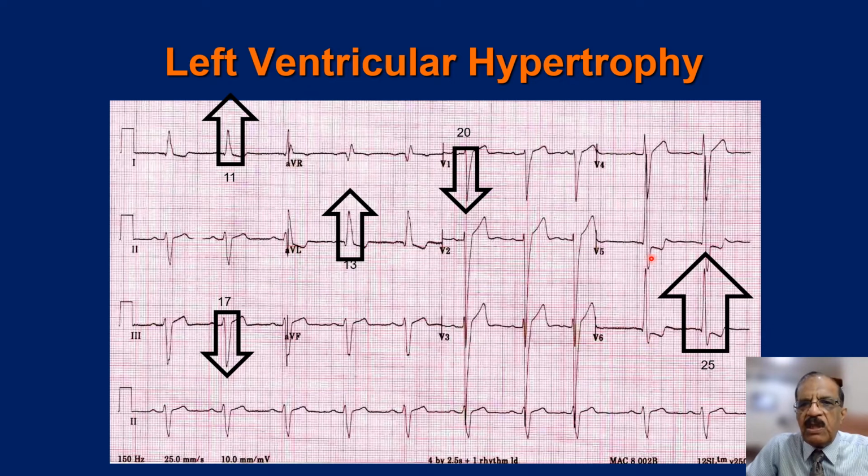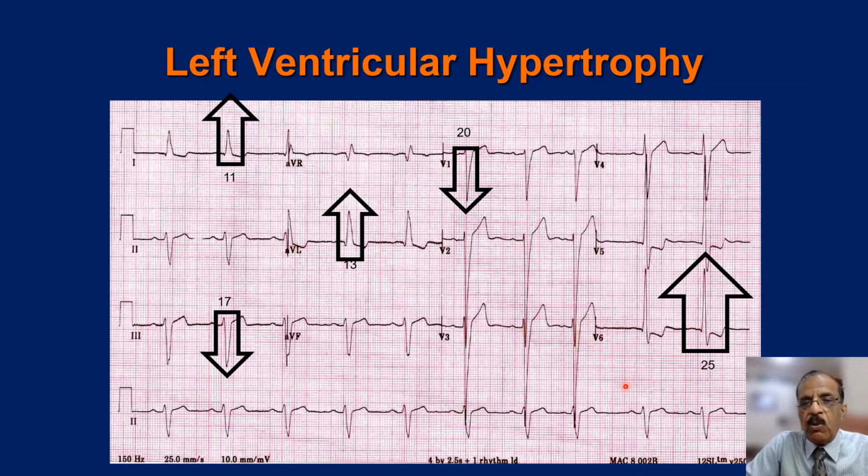ST depression here is not mandatory, it is not the requirement for the hypertrophy pattern, but many patients actually have ST depression. So some of the criteria use ST depression also, they give weightage to ST depression also. ST depression may be just the reflection of abnormal depolarization because of the increased muscle mass, but more importantly, they actually indicate coexisting ischemia.